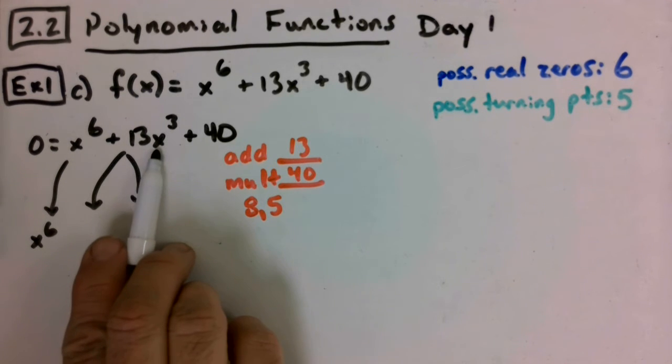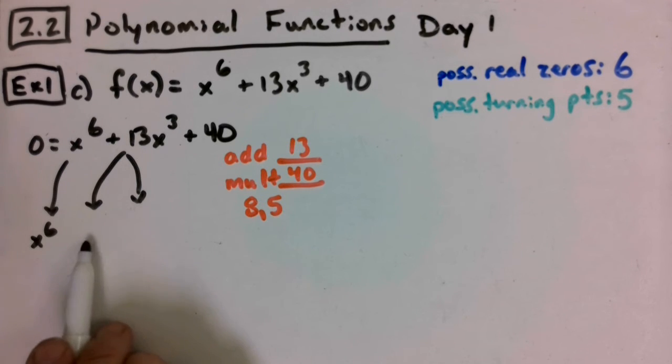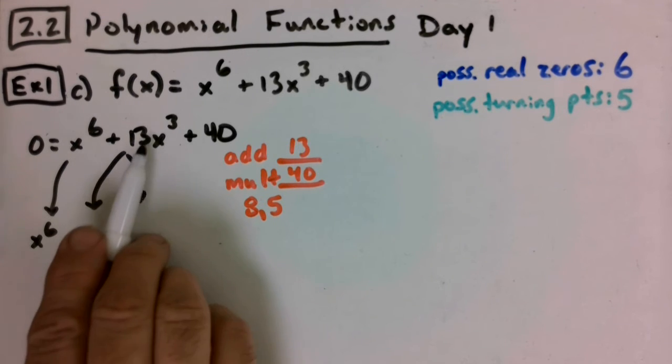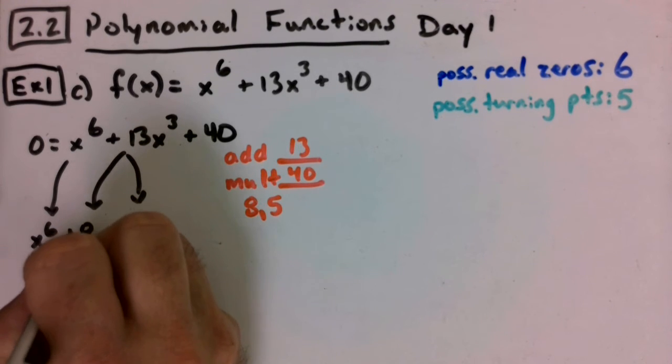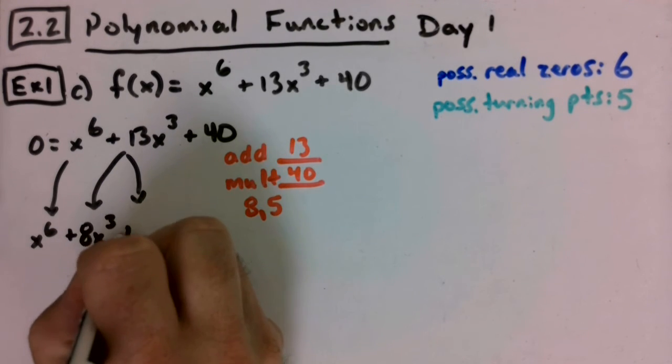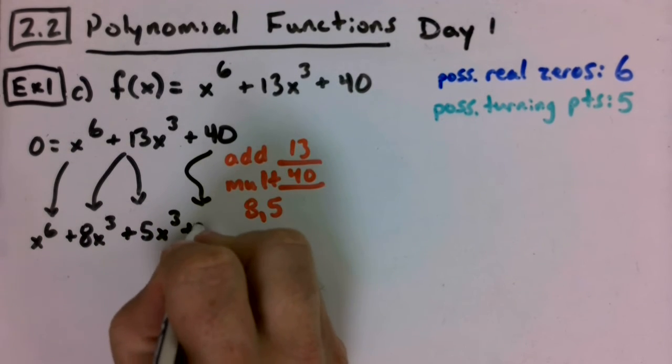This middle term is next to the third term, and I'm going to split it up using these two numbers. So again, both of these need to be x to the third terms because that's what we're breaking up. And I'm going to write this as a plus 8, x to the third, and a plus 5, x to the third, and then copy the last term down.